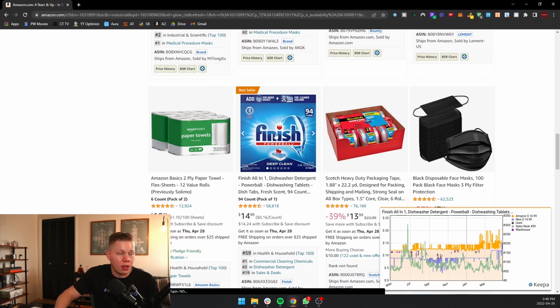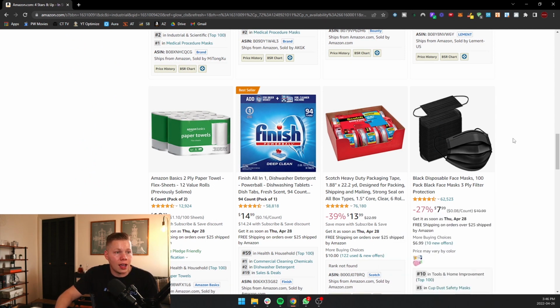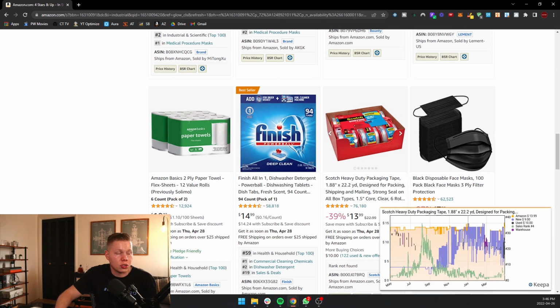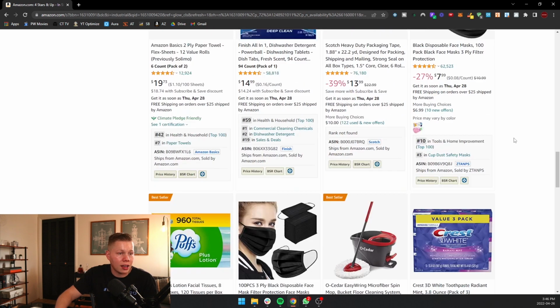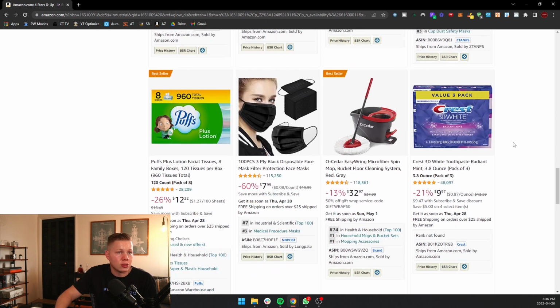Finish is another obviously very recognizable brand. Scotch, so Scotch tape, shipping tape, that kind of stuff. That's really interesting. Crest, right? These are all brands that we can sell via Amazon wholesale because they're recognized household, kind of boring everyday brands. So we have a few brands there, and really this part of it was just about finding inspiration for these brands, for these products.